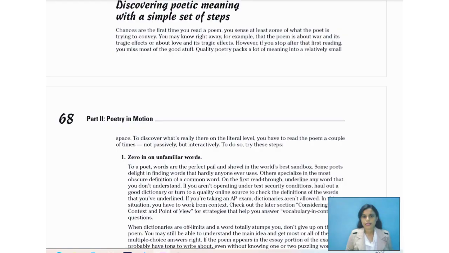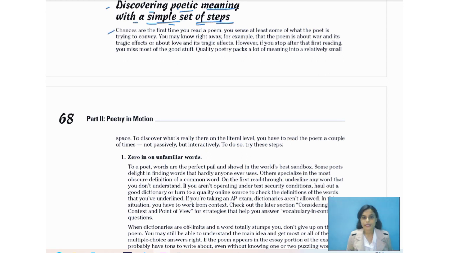Let's start knowing about simple steps that you all need to know, through which you can understand what the poem is exactly talking about. Here we are going to discover the poetic meaning with a simple set of steps.